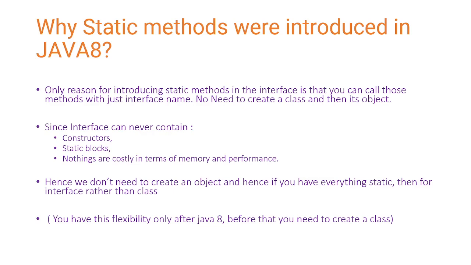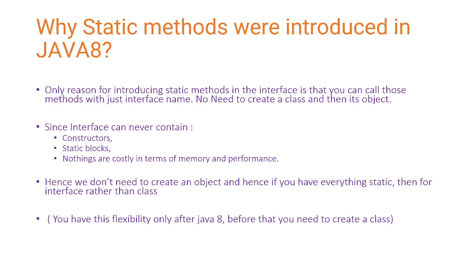So if you want to provide some utility method, and you want to call those utility methods using the interface name, no need to create a class name or create an object of the class. Interface is less costly, with less memory used. It is more efficient, and performance is better because an interface doesn't have a constructor, does not have static blocks, and there is no need to create any object. So it will be faster and it is simple.